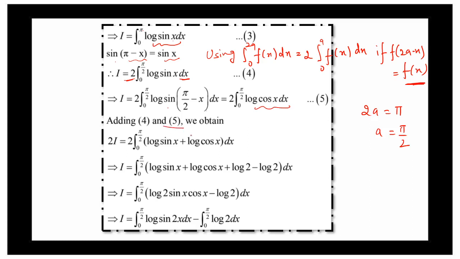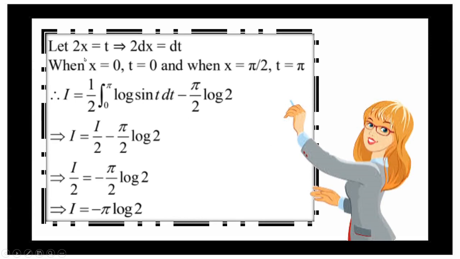Right, now we are adding 4 and 5. Log sin x plus log cos x. Adding log 2, subtracting log 2. This 2 and this 2 cancel. Log sin x plus log cos x plus log 2. Now we are combining these three terms. So log m plus log n plus log p will be log mnp, means log of 2 sin x cos x, and this is the formula of sin 2x, right? And split this term log 2, write it separately.